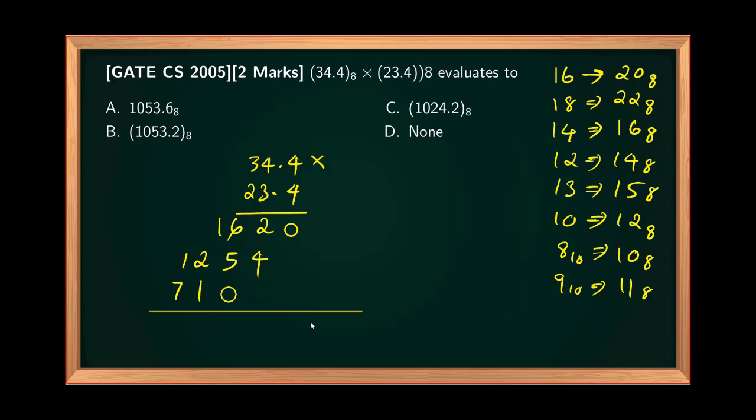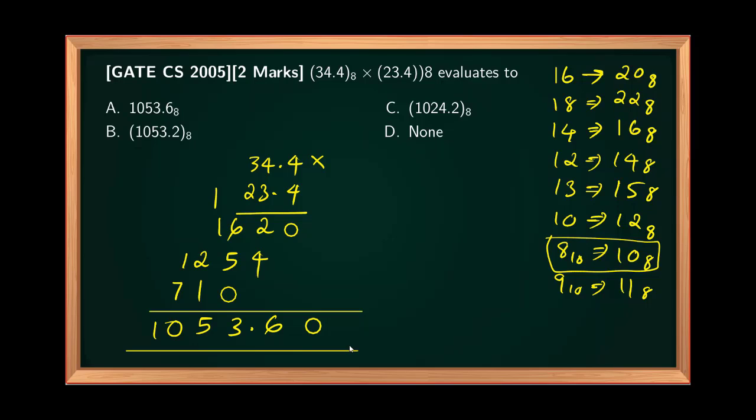Adding together, base 8 addition: 0. 4 plus 2 6 is a valid number. 6 plus 5 11. I don't have a digit corresponding to 11 in base 8. So 11 minus 8 is 3, carry 1. 1 plus 1 2. 2 plus 2 4. 4 plus 1 5. 5 is a valid digit in base 8. 7 plus 1 8. I cannot write 8 as a digit in base 8 system. So 8 is nothing but 10 base 8. So I should write a 10. So 1053.60 base 8.